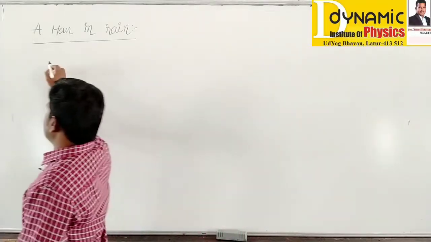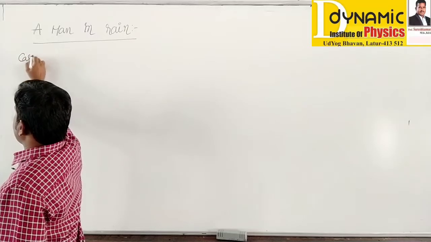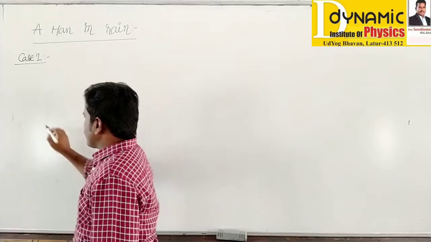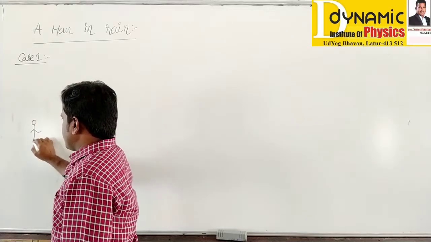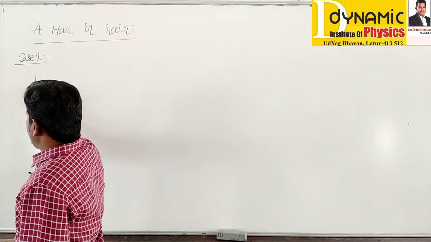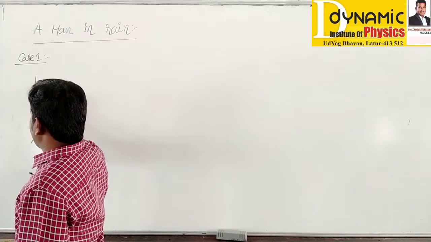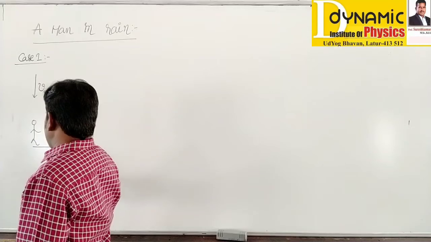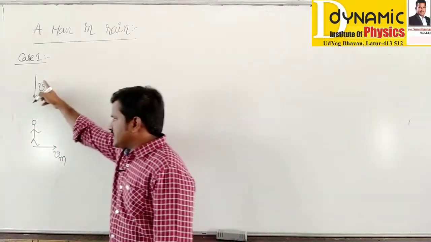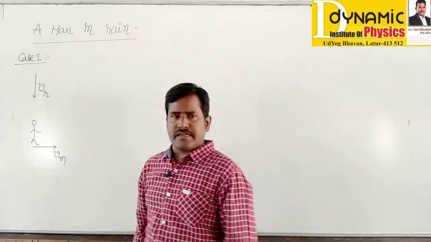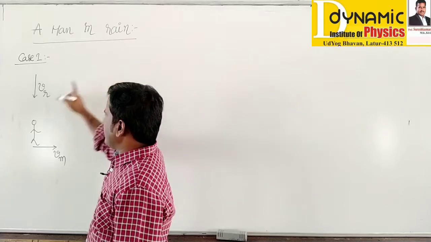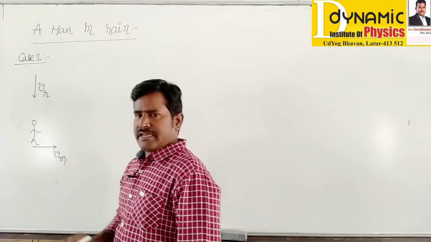The first condition is the man and rain motion. Rain falls vertically, and the man moves horizontally. So rainfall vertically, man moves horizontally. What is the velocity of rain with respect to man?